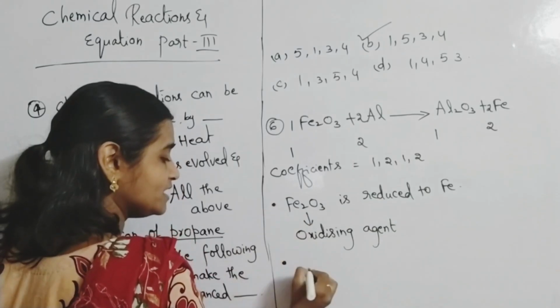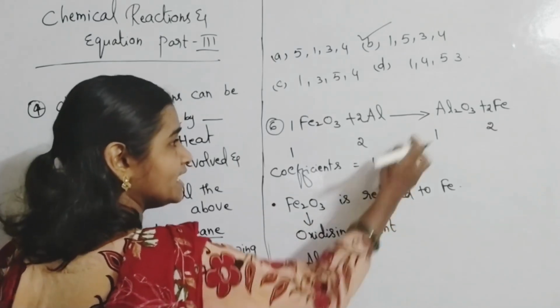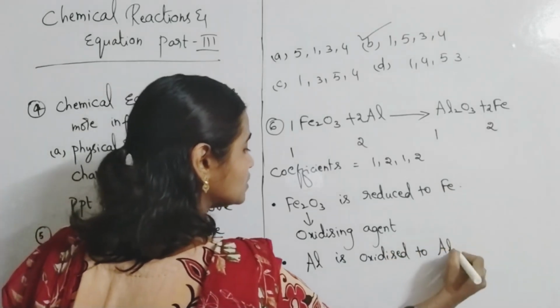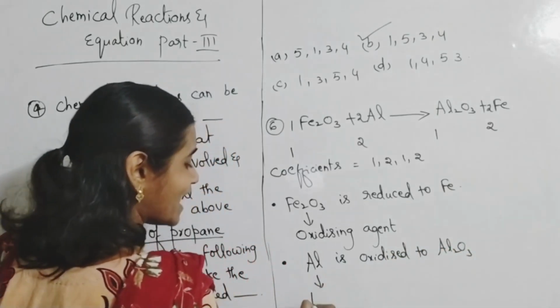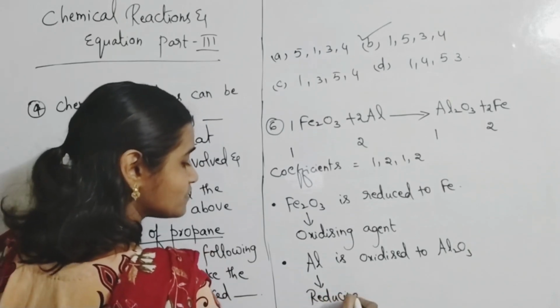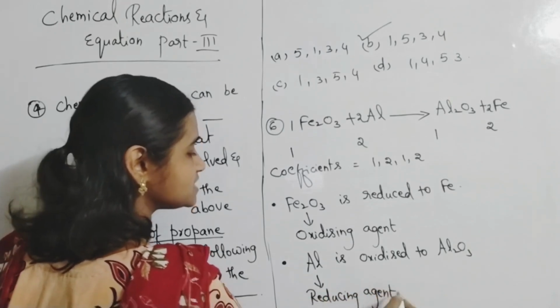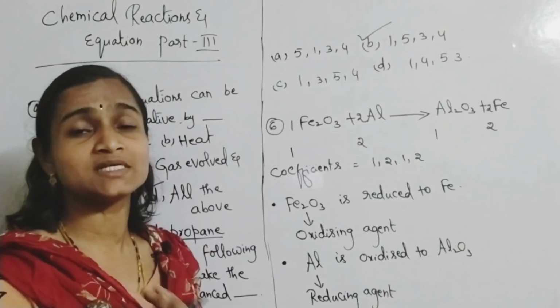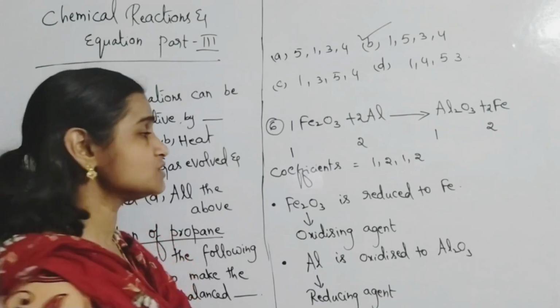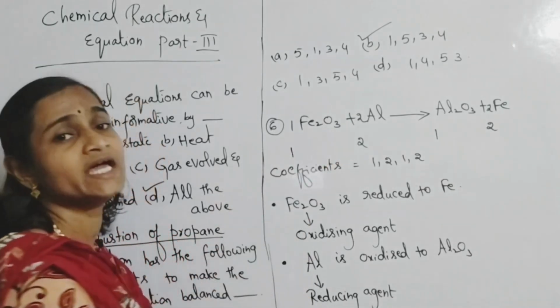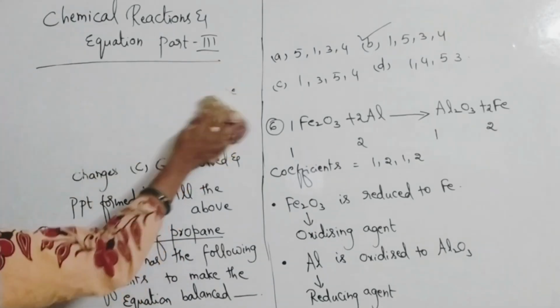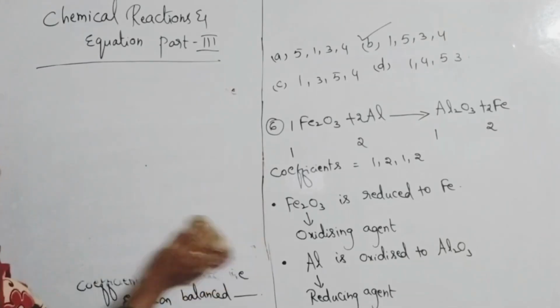And same like that, aluminium is oxidized to Al2O3. That means aluminium acts as what? Reducing agent. So you will be asked questions like which substance is oxidized and which is reduced, or which substance is treated as the oxidizing agent and the reducing agent. For the same equation you will get this kind of questioning also. Please write and practice these questions. Whatever I am writing on the board, I request all the children to write and practice. That will be very useful for you.